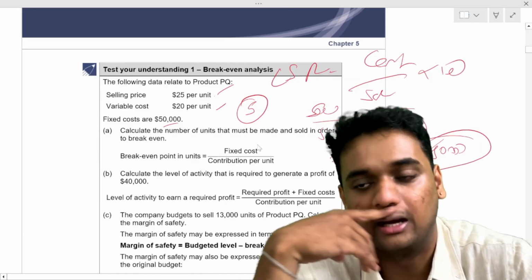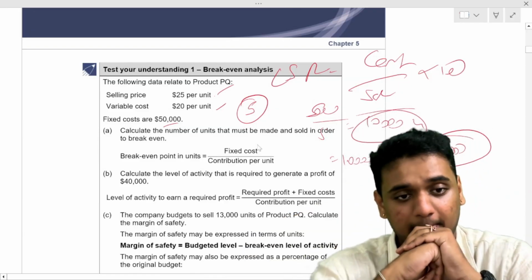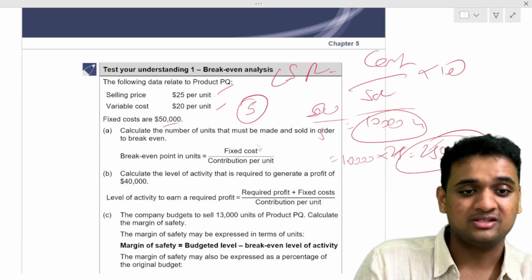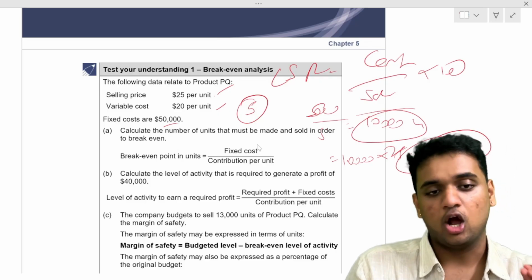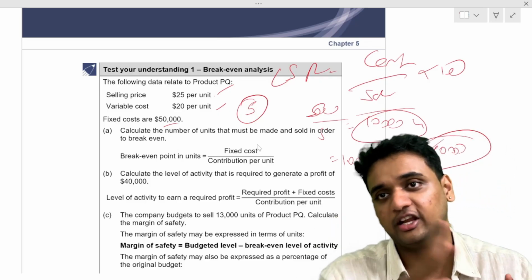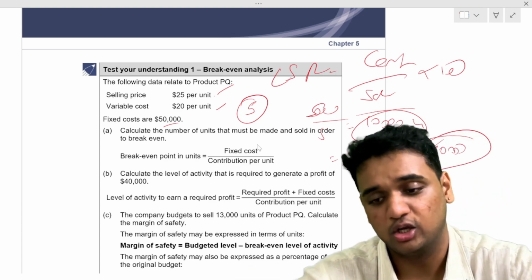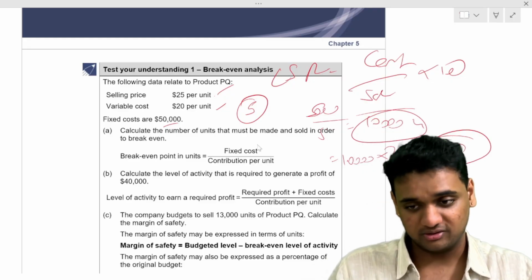Now, coming to our question, the one which I gave you recently. The question they are asking: calculate how many units I have to sell in order to get a profit of 40,000 rupees.